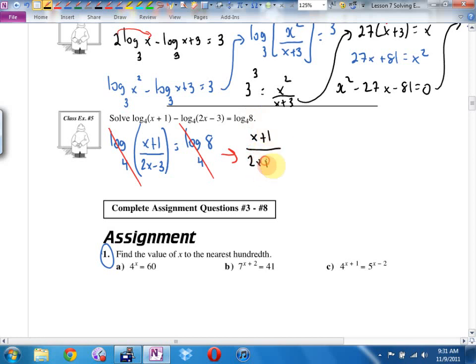And again, it's amazing how many kids get here and they freeze. This is math 8? Is this not one fraction equals one fraction? It's an ugly fraction. It's not 8 over 1. Cross multiply. You're going to get x plus 1 times 1, which is just plain old x plus 1. And you're going to get 8 times 2x minus 3. You're going to get x plus 1 equals 16x minus 24.